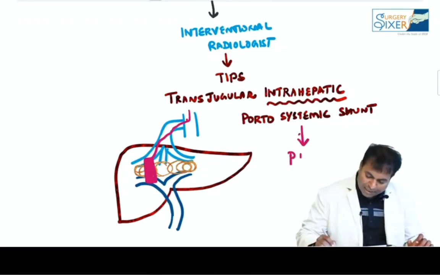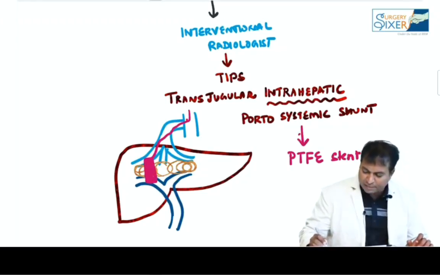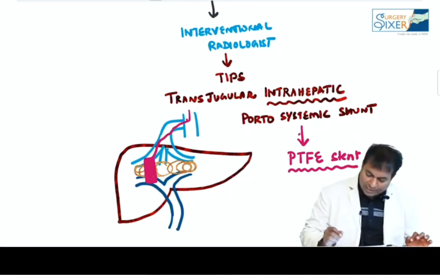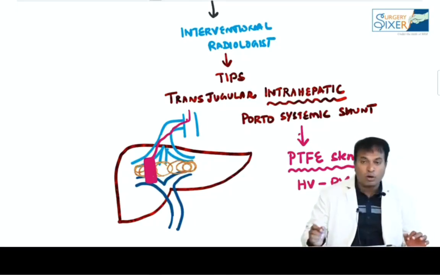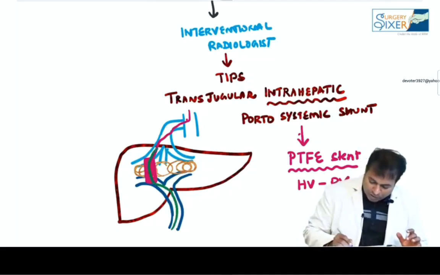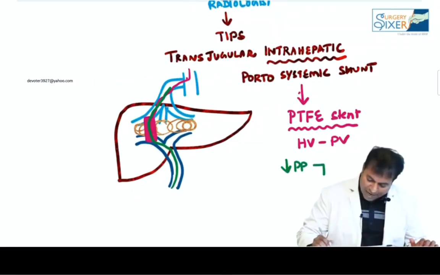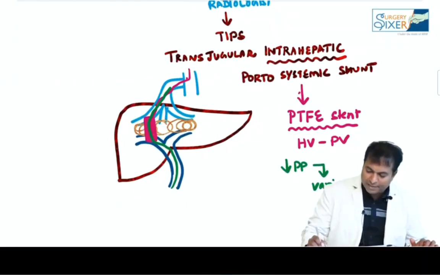That stent is a polytetrafluoroethylene stent. It is kept between the hepatic vein and the portal vein. So now what will happen? Naturally, the blood will flow directly from the portal vein to the hepatic vein. Therefore, the portal pressure decreases immediately, and the variceal bleeding stops.